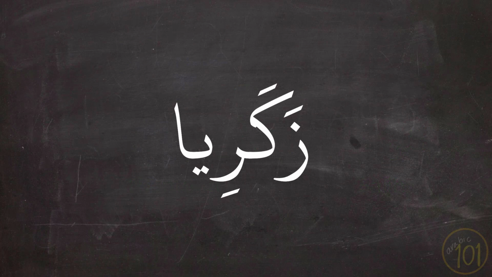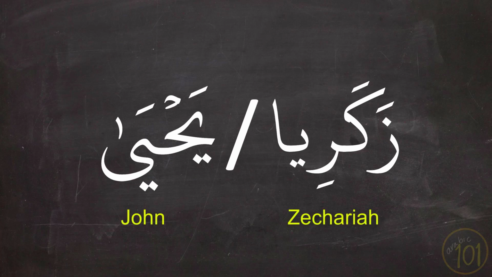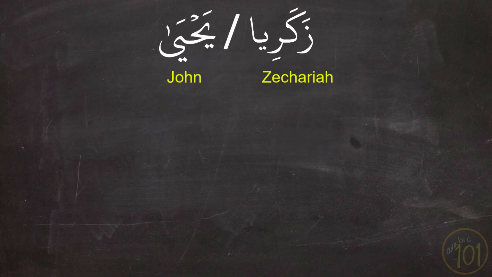Next is the prophet Zechariah and his son Yahya, and in English they are Zechariah and John, and we see them used in this example.